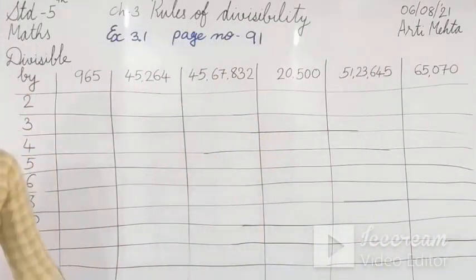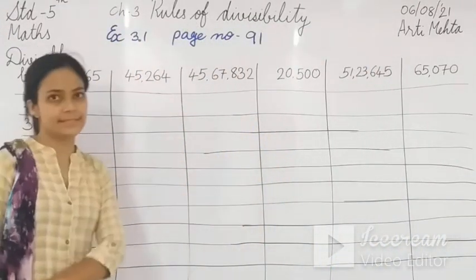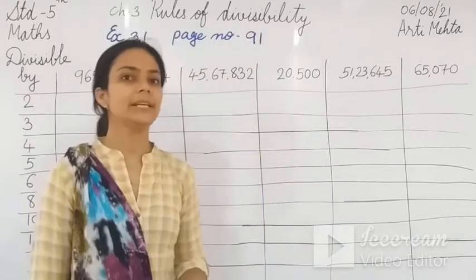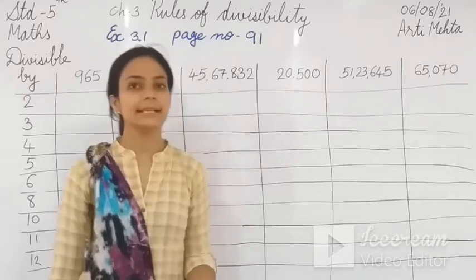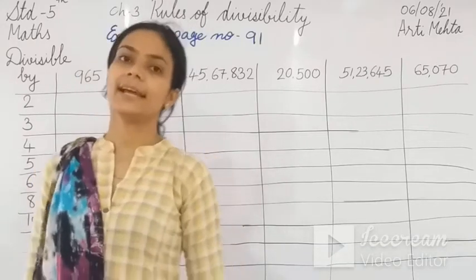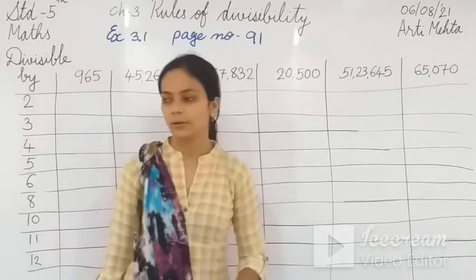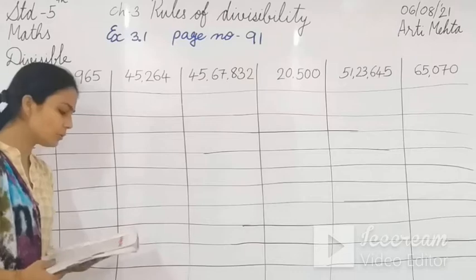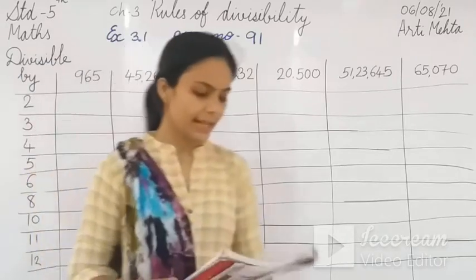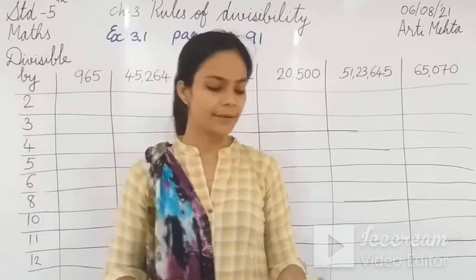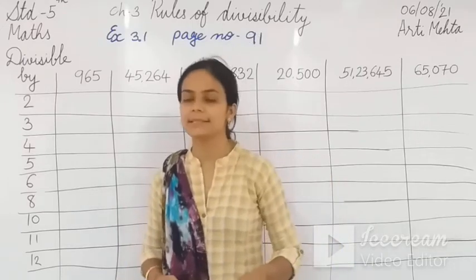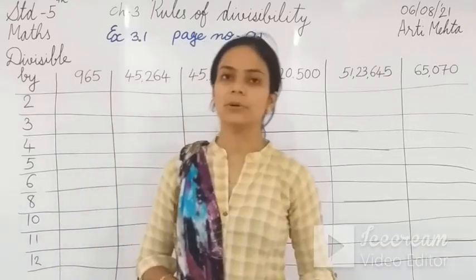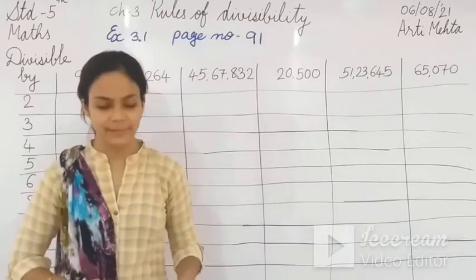Good morning all. In chapter number 3, Rules of Divisibility, we have seen the rules of divisibility by 2, 3, 4, 5, 6, 8, 9, 10, 11 and 12. All rules we have seen. Divisibility by 2: a number is divisible by 2 if the digit in the ones place is even. If the ones place is an even number, then it is divisible by 2.